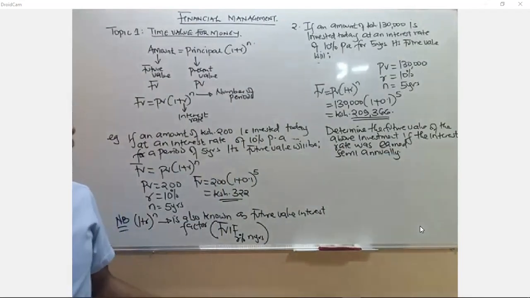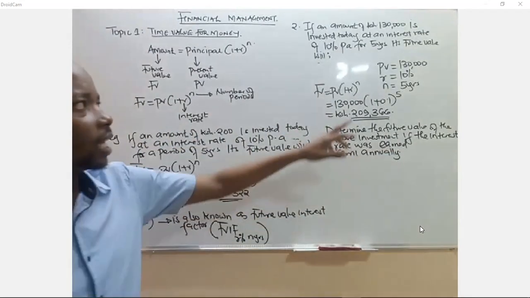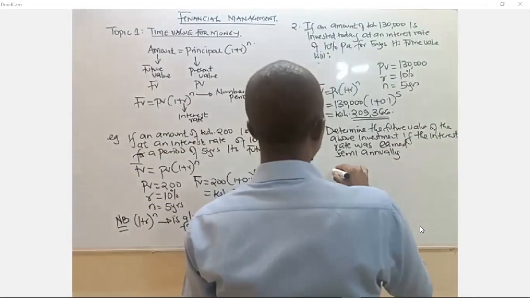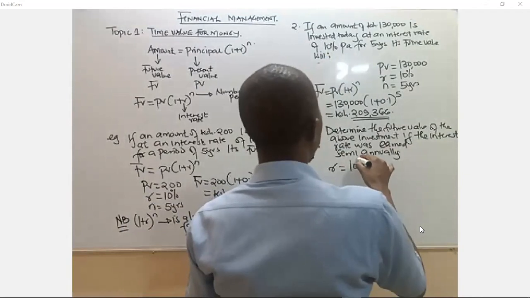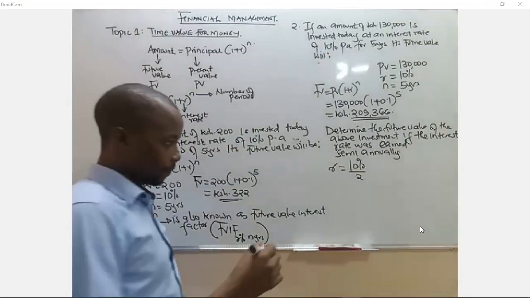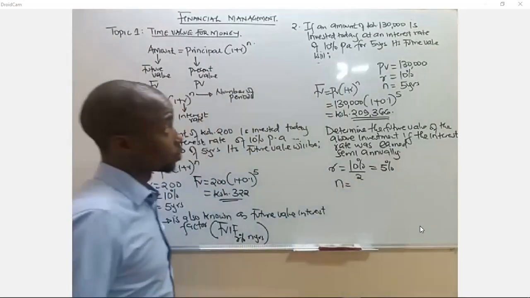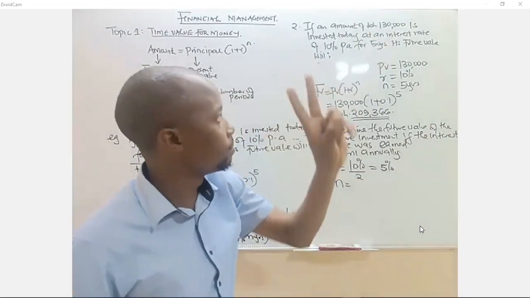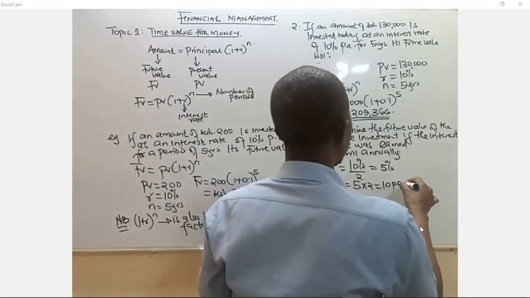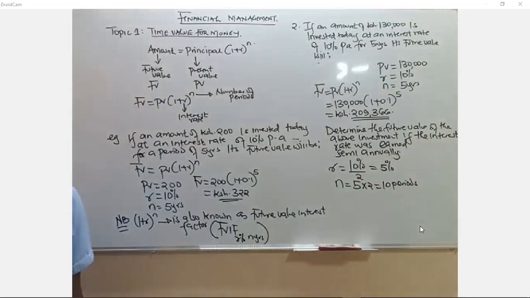And the biggest question is, what is semi-annually? It means I'm receiving my interest twice in a year. But the rate which is given here is per annum. So when I'm doing my calculations, the rate changes. It will be 10% divided by 2, because the interest given in 6 months will be 5%. Then N also changes. If it is 5 years and each year I get interest twice, how many periods? It will be 5 times 2, getting 10 periods.